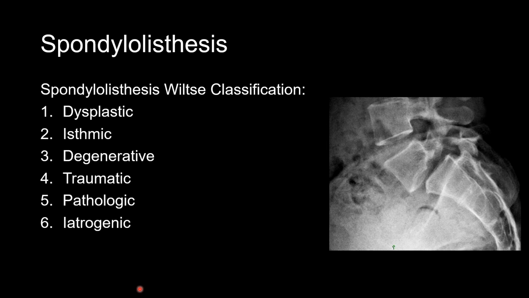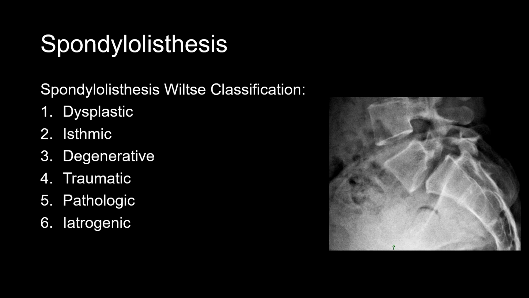Isthmic would be your traditional pars fracture that we talk about. So you would see a defect in the pars interarticularis allowing the vertebral body to migrate forward. Degenerative is just, again, caused by degeneration. You might have facet arthrosis or something leading to anterior slippage because those facet joints aren't able to do their job. Traumatic would be a fracture, but anywhere except for the pars, so lamina or spinolaminar junction or pedicles. And that fracture allowing the vertebral body to move forward.